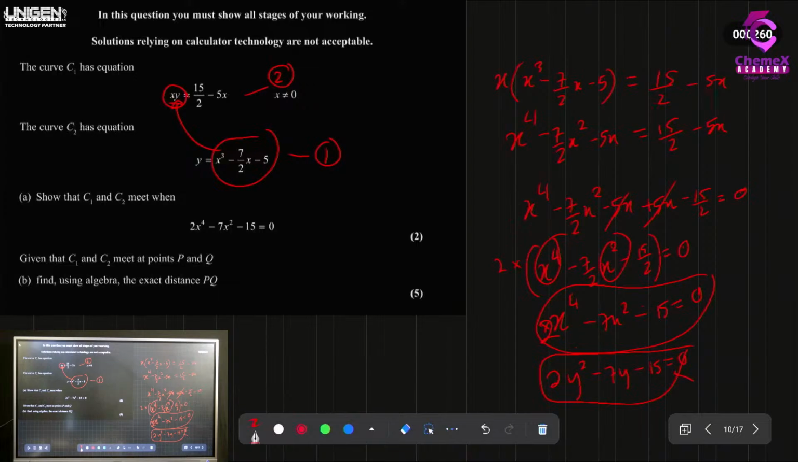It's 5 and minus 3 over 2. Is it plus minus 5? Just 5. Let me check. 2 minus 7 minus 15. Yeah, it's 5 and minus 3 over 2.